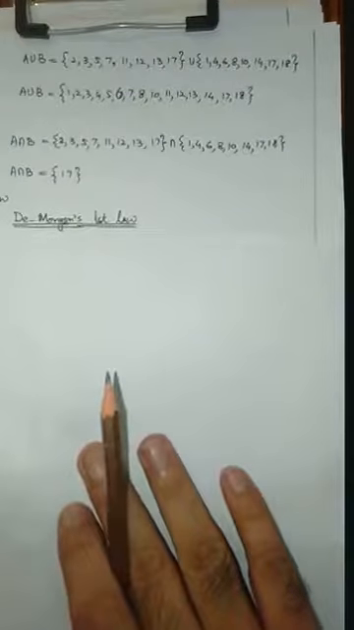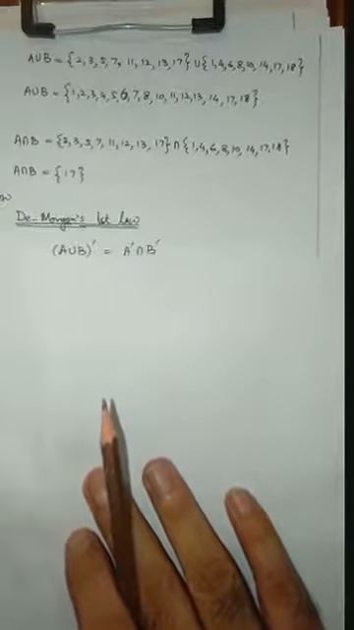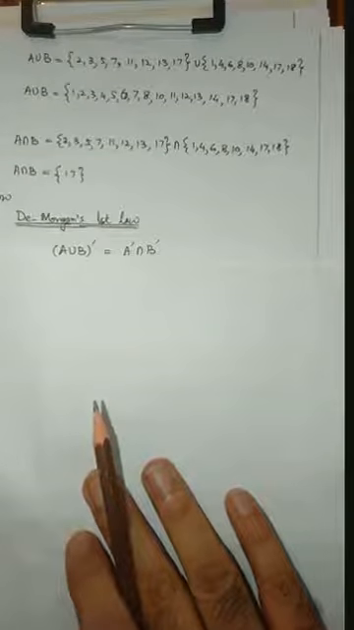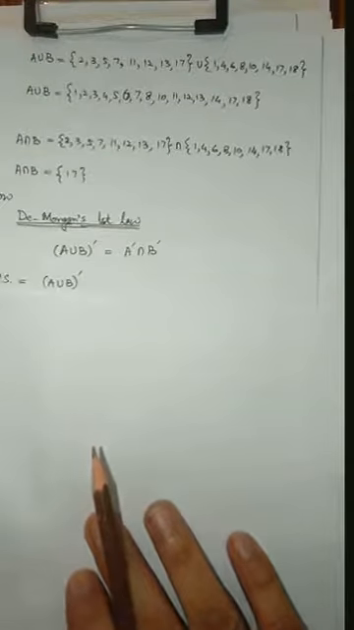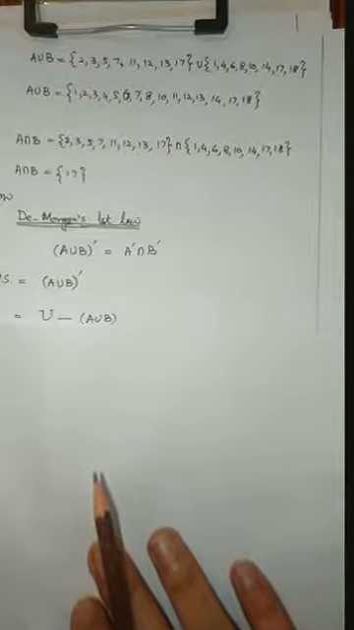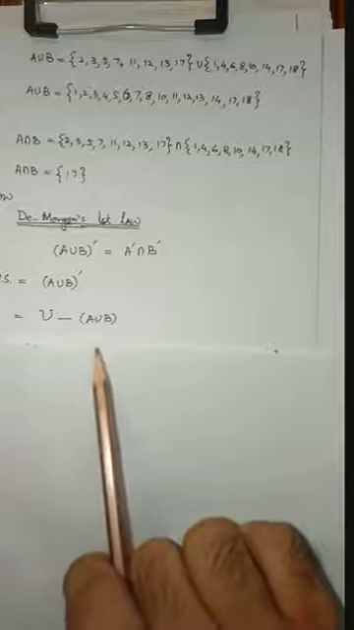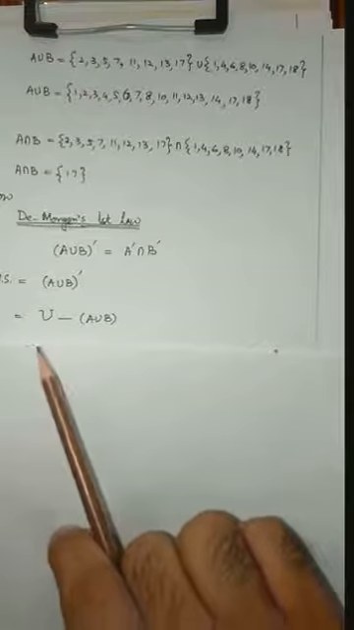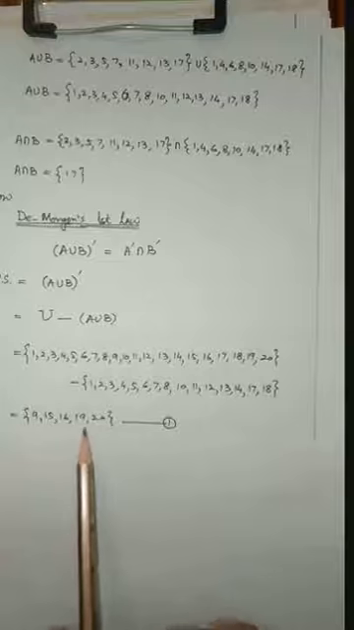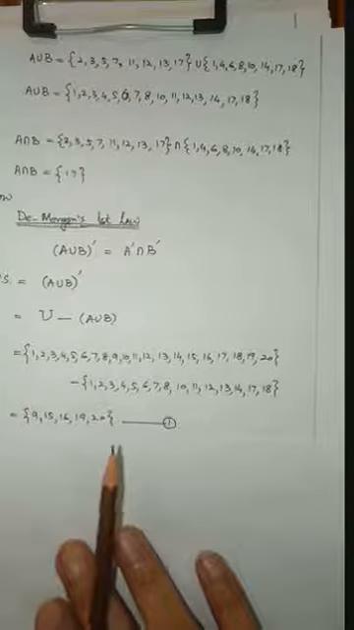Now De Morgan law. The first De Morgan law is A union B whole complement is equal to A complement intersection B complement. First of all, left hand side, which is equal to A union B whole complement. To find the complement, universal minus A union B. Now putting the value of universal set and A union B from the above data like this. So the answer is 9, 15, 16, 19, 20. This is called equation number 1.